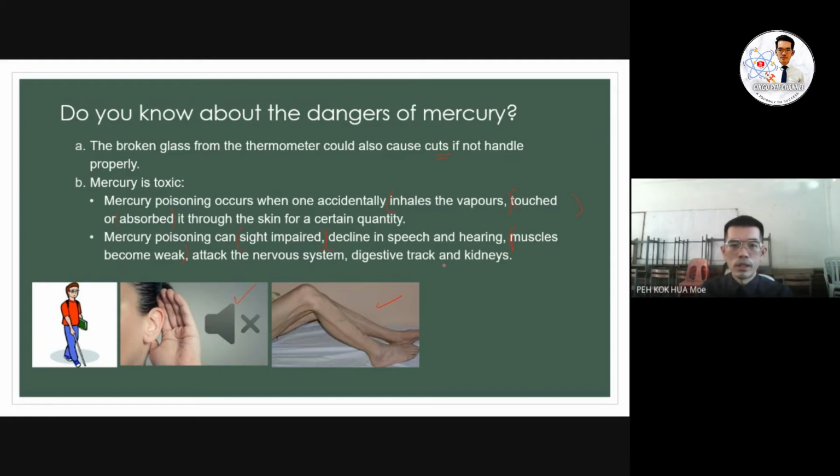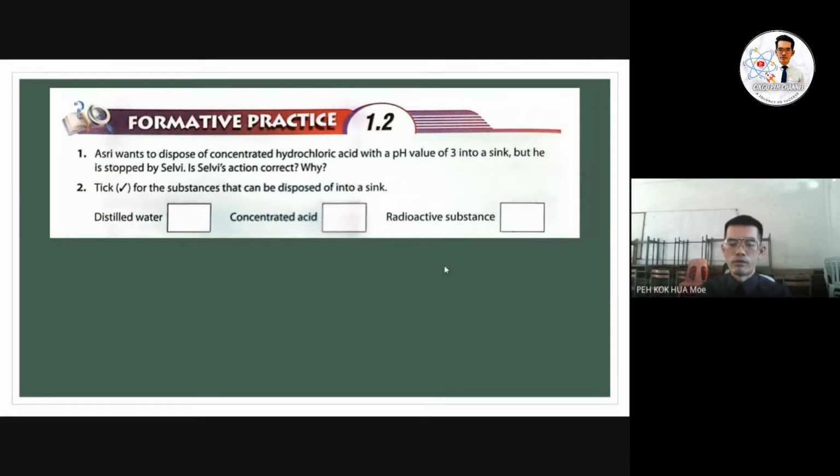So we have already completed subtopic 1.2. Let us discuss together the formative practice 1.2. Asri wants to dispose of concentrated hydrochloric acid with pH value 3 into the sink, but he is stopped by Selvi. Selvi's action is correct.